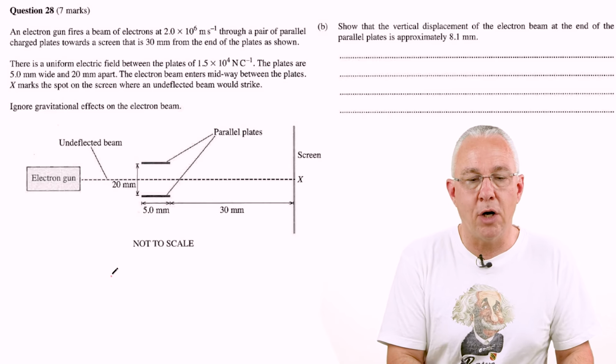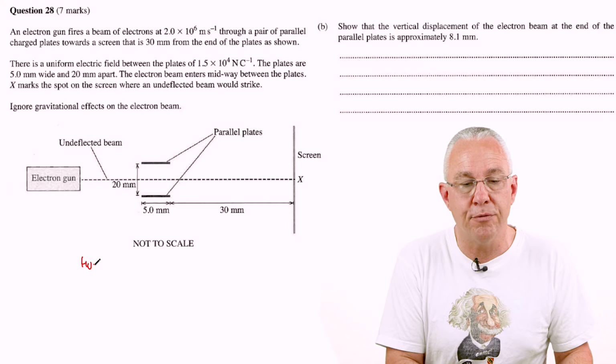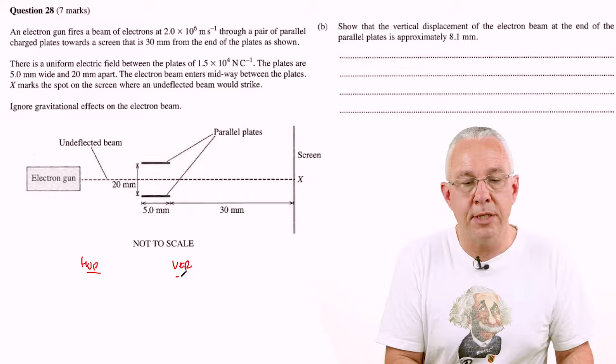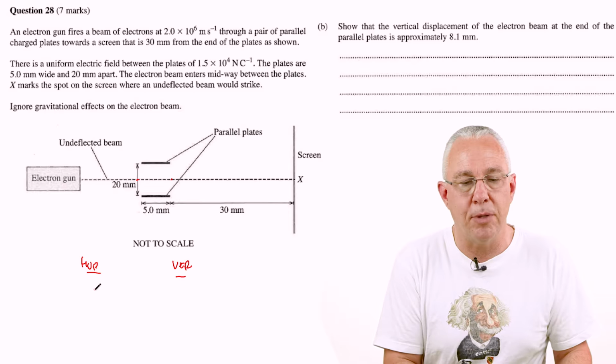So let's have a look at the horizontal and the vertical. I'm going to put it over here. So let's look at the horizontal first, and you'll see why, and then we look at the vertical. Because the time the particle reaches here is the same as the time at which it goes down. So we end up with a projectile motion problem.